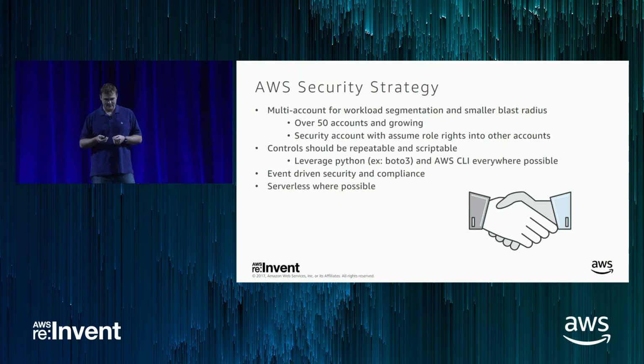So today we've got roughly 58 accounts and growing. We have a central security account that has assumed role rights into every other account. And that's how we, from a security perspective, lay out policies, remediate certain issues, have visibility into them, et cetera. We also decided that in order to do AWS properly, every control we put in place had to be scriptable and had to be repeatable.